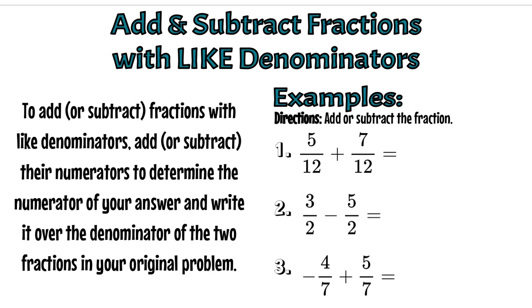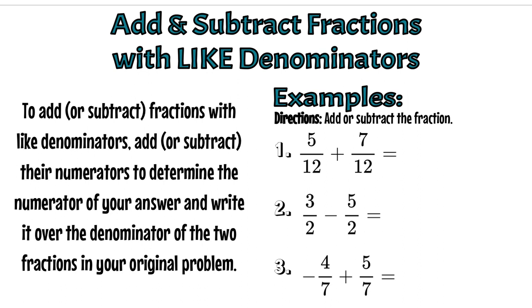To add or subtract fractions with like denominators, all we need to do is add their numerators to determine the numerator of our answer, and then we write that numerator over the denominator that the two fractions already share.